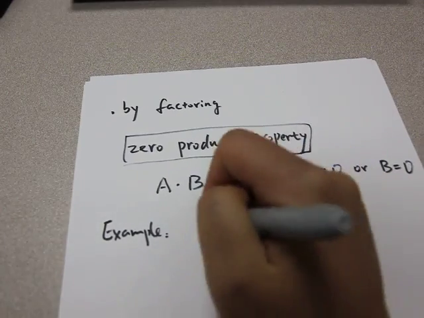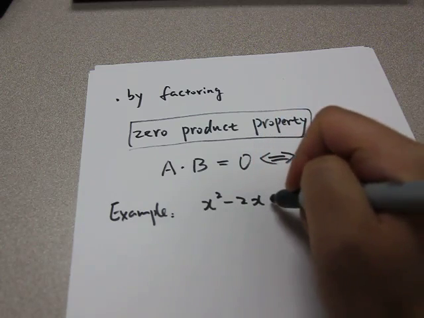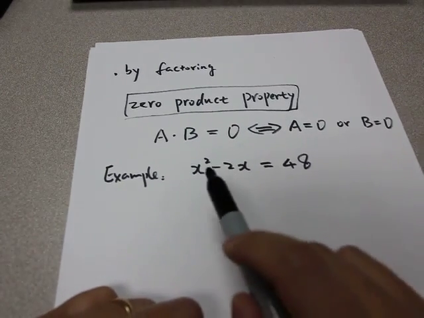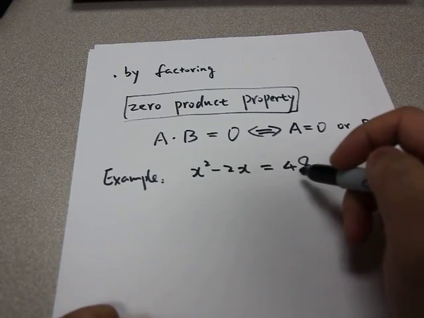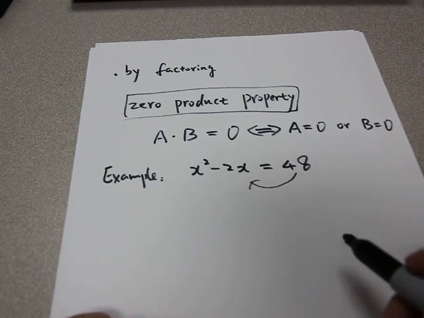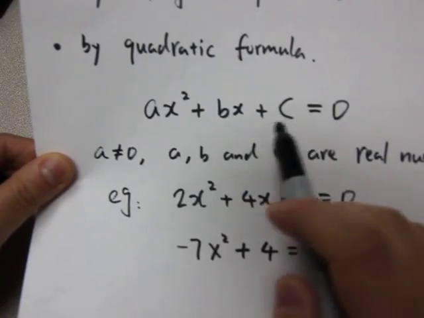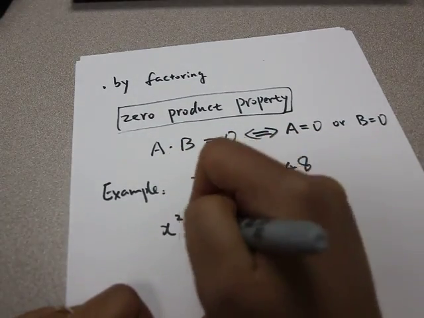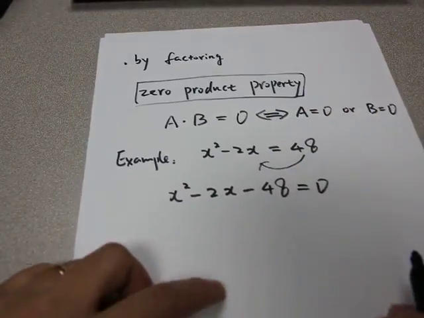So now let me show you how we can solve a quadratic equation using this property. Okay, let's see, here we have this equation x squared minus 2x equals 48. Now remember, the first thing we're gonna need to do is to bring this constant to the left hand side, because we want our equation to be written this way, right? The right side has to be 0. So it becomes x squared minus 2x minus 48 equals 0.